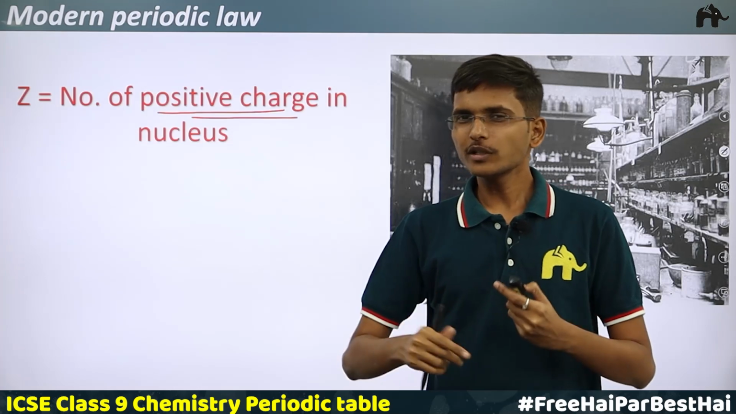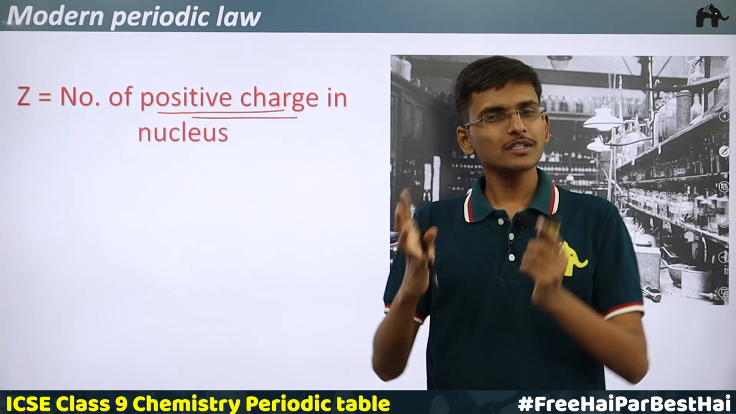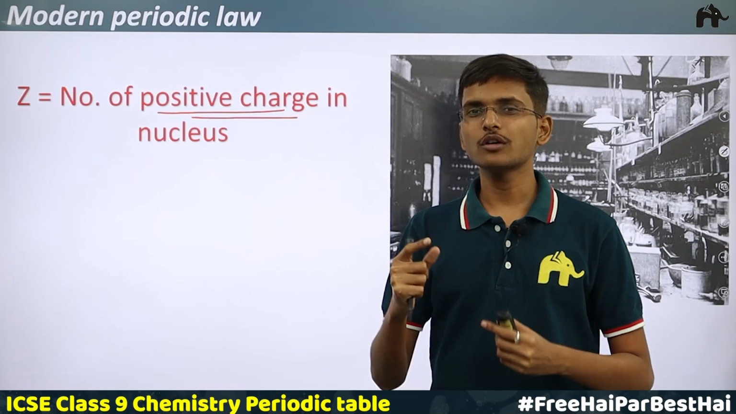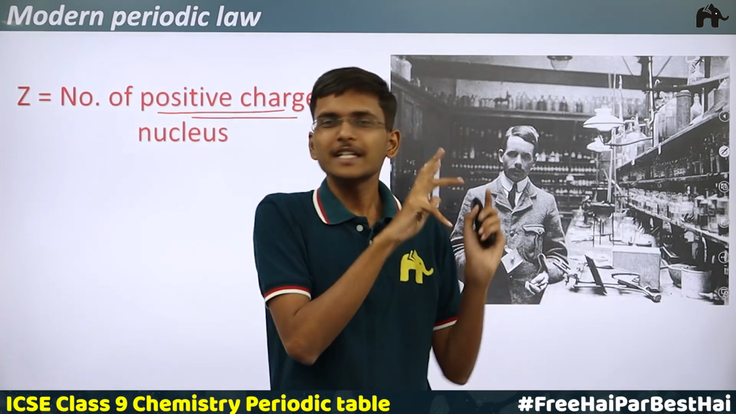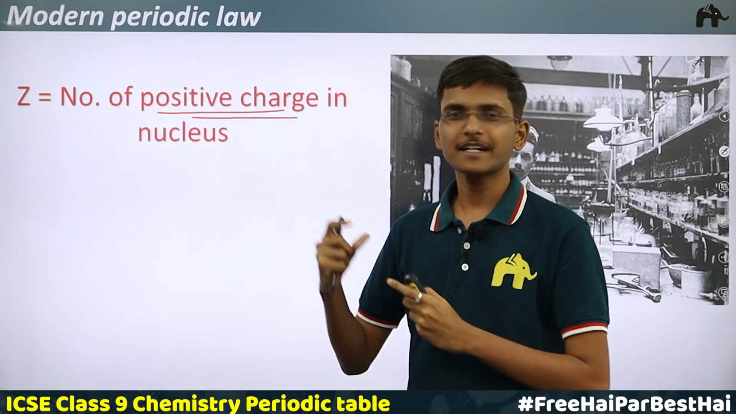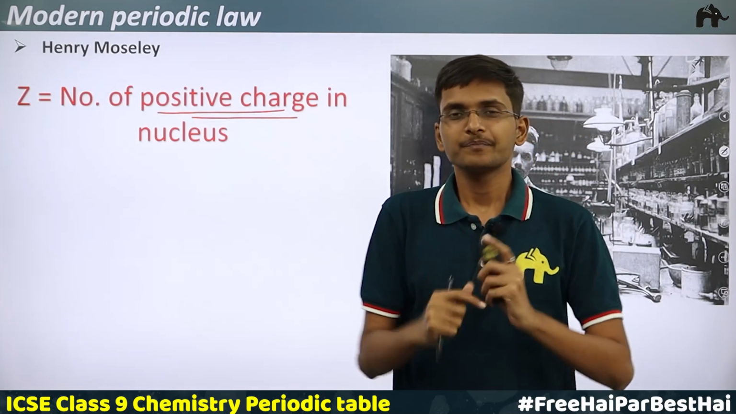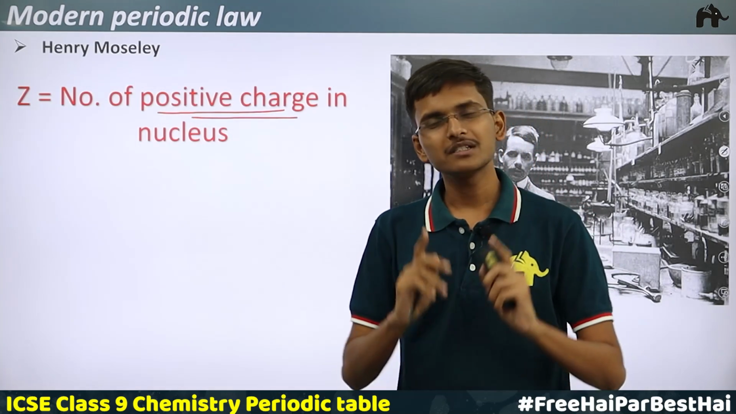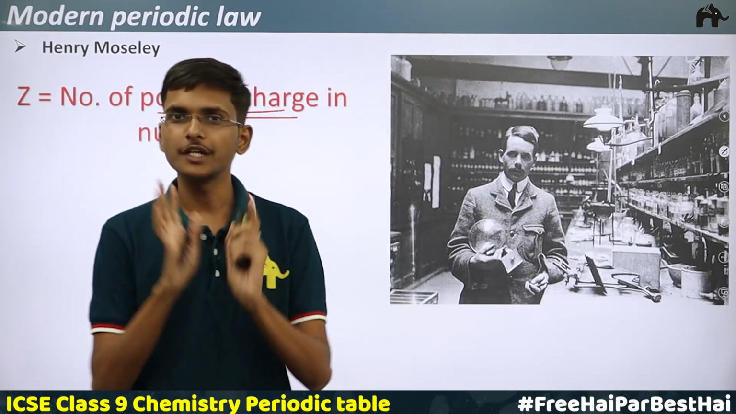So can you correlate this with the definition of the atomic number which we studied in the previous chapter? What was the atomic number? Number of protons in the nucleus, right? And protons have positive charge. So in short, Moseley gave us the exact meaning of the atomic number through his experiments. Simply, the number of positive charges in the nucleus means the number of protons present in the nucleus of the atom.